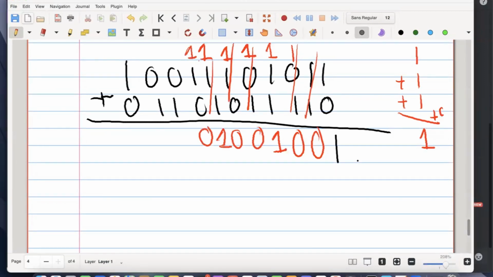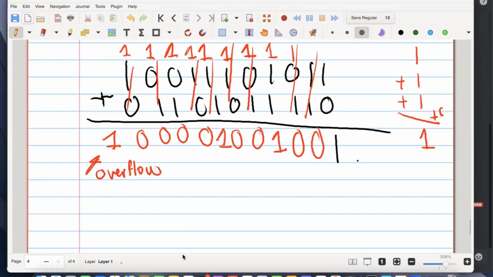This is a carry state. This is carry. This is carry. And this is carry. Okay, but what happens to the 1 at the very end? Well, you just add it to the very end. This is what we call overflow.